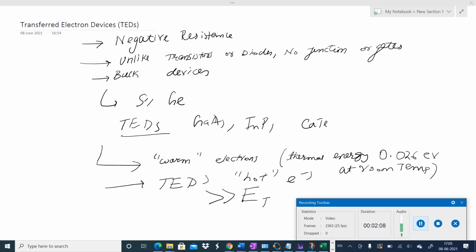So hence the theory used to understand the transport electron devices is completely different from the usual microwave transistors. The reason I will not cover microwave transistors is, if you know the usual transistor, it is not difficult to understand microwave transistor. But TEDs have a different theory which we will explain.